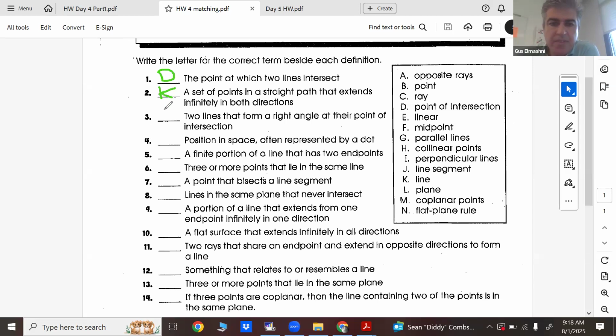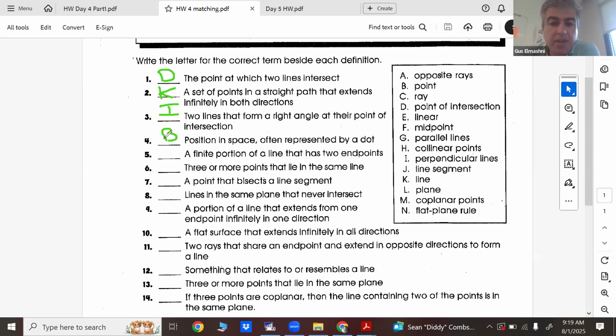Okay. And give me a sec, guys. I need to process this. 2 lines that form a right angle at the point. I'm going to say I. Yeah. I like I better, guys. Because you're totally forming 2 lines. Okay. Peter, yeah. Position in space often. Yeah, dot. That's pretty straightforward. Okay, Evan, what do you think?